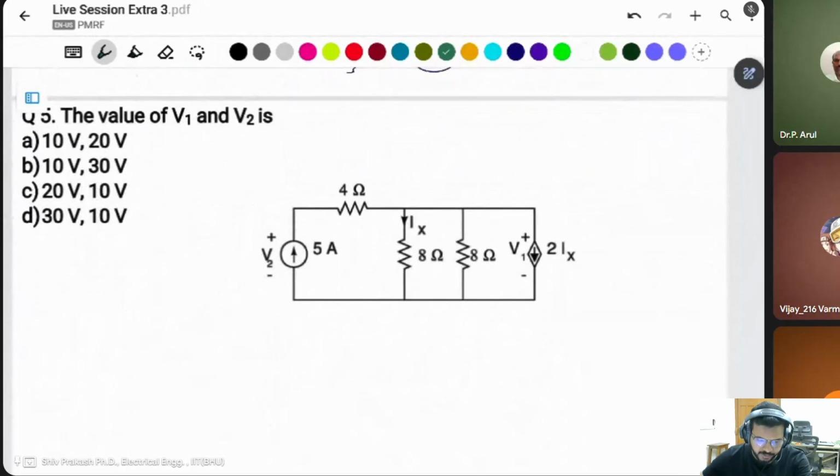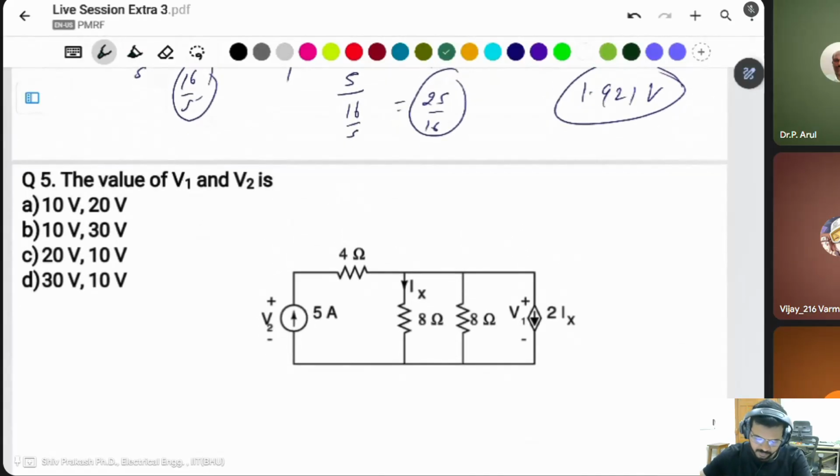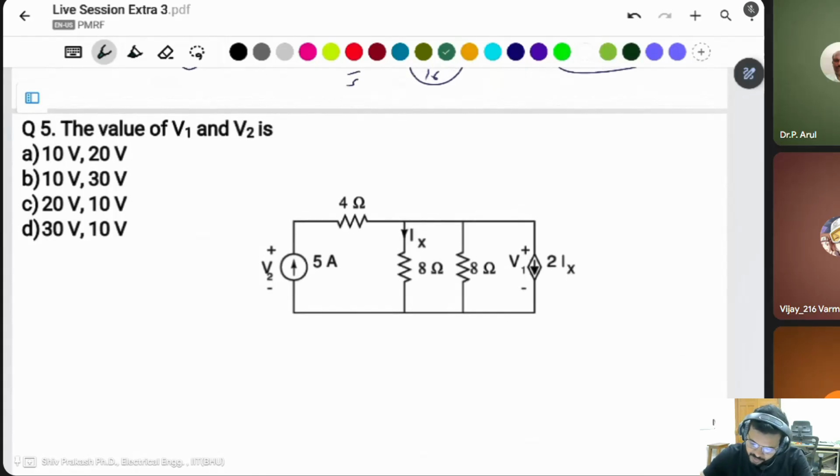Okay. The next one I have taken is from the dependent source. Find the value of V1 and V2. This is V1. Both are current sources. One is a dependent current source and one is an independent current source. We have to find this voltage and this voltage. This type of question, simply solve on paper only. Don't take too much calculation. You can do it by hand like that.